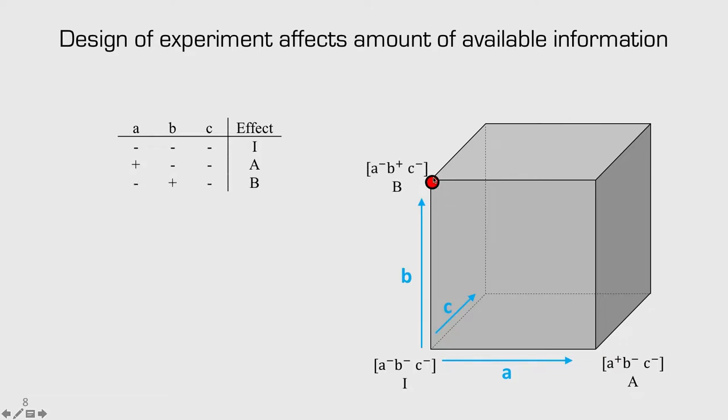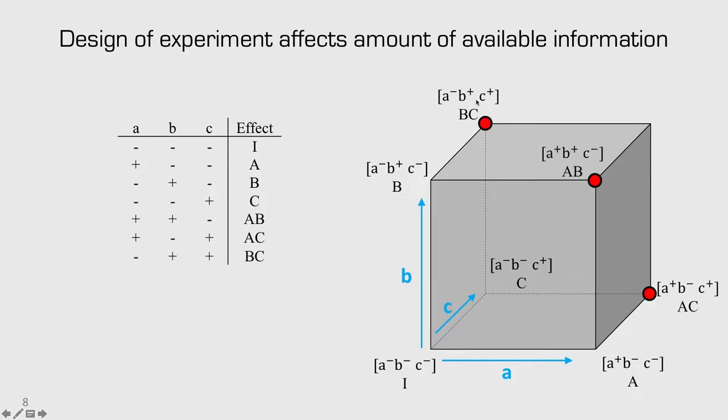This corner represents when B is positive but A and C are negative. And this corner represents when C is positive but A and B are negative. We also have the two-way interaction terms between AB, BC, and AC. And finally, the corner where all effects are positive.